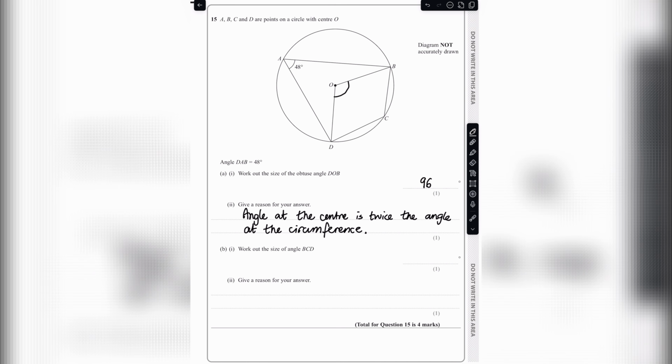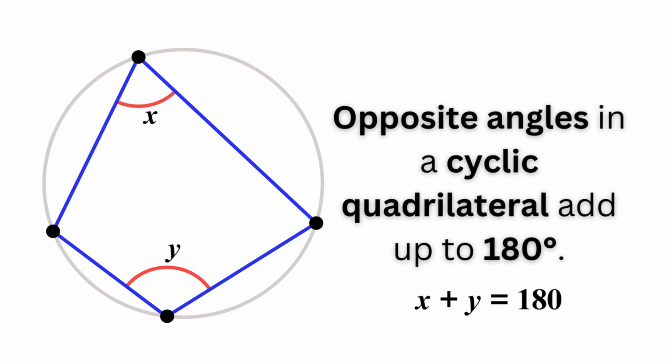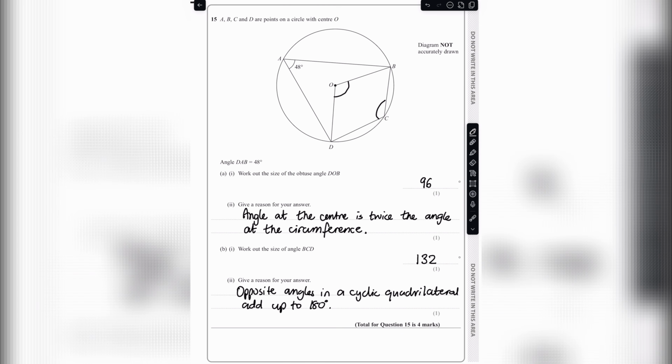In part B, we are told to work out the size of angle BCD and to give a reason for your answer. Angle BCD is this angle right here, and given that we have a cyclic quadrilateral, this angle can be obtained by subtracting 48 from 180 degrees, which is 132 degrees. And the reason for this is because opposite angles in a cyclic quadrilateral add up to 180 degrees. And these are your final answers.